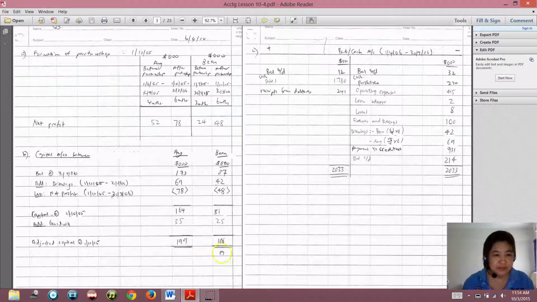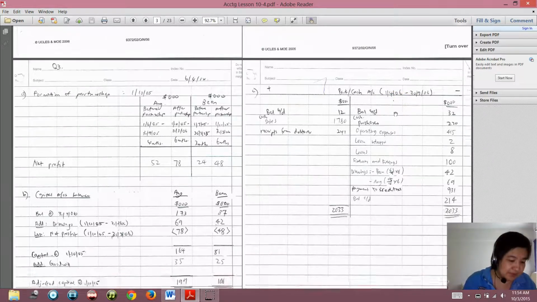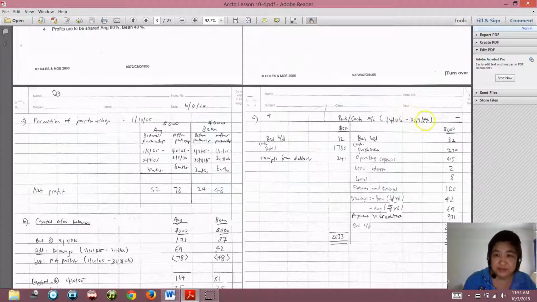So the question says calculate the adjusted capital accounts at 1st October 2005. So this is the adjusted capital accounts at 1st October 2005. So they say calculate capital accounts means the corrected capital accounts at 1st October 2005. Okay, then part C of the question says prepare the bank/cash account for the 6 months ended 30 September 2006. So this is the bank/cash account for the 6 months ended 30 September 2006. So that means it will be from 1st April 2006 to 30 September 2006.